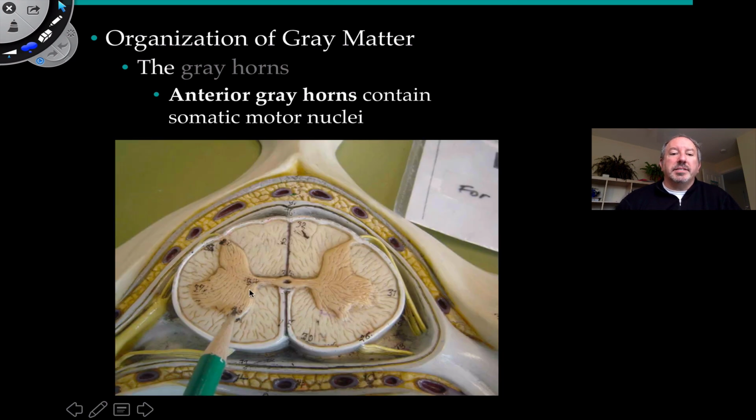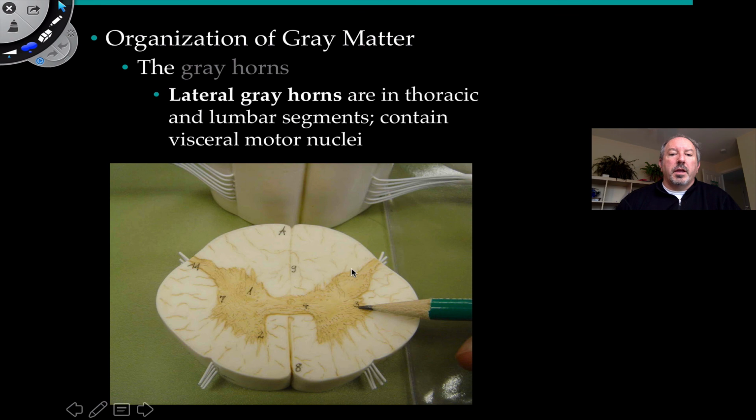All right, and then we have anteriorly, which is down below right here, or ventral. The anterior gray horns contain somatic motor nuclei right in here. And eventually that's going to connect out over here in the ventral root, the motor neurons down below. And then we have to the side, or lateral, on both sides, the lateral gray horns. And they're in the thoracic and lumbar segments, and they contain visceral motor neurons, giving them a dark coloration. Again, you can see the white matter as well, right here.